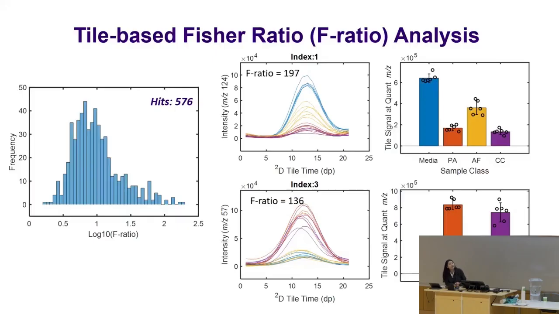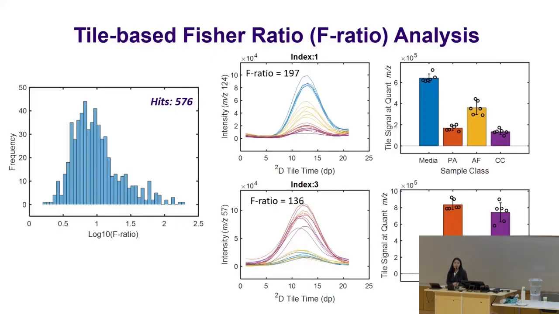I will show 2 example hits. For the figure on the left, we call it a ruler plot. They are generated by summing the tile signal along the first dimension. And the bar chart on the right shows the summed tile signal across sample classes and also across 6 replicates.